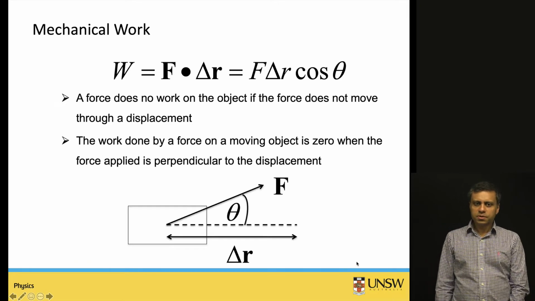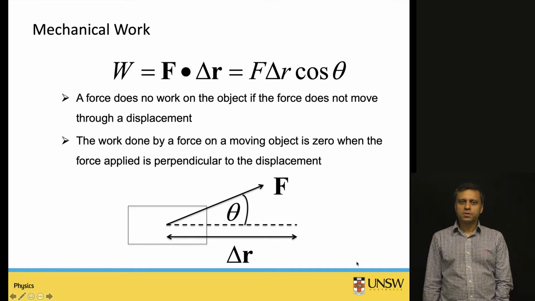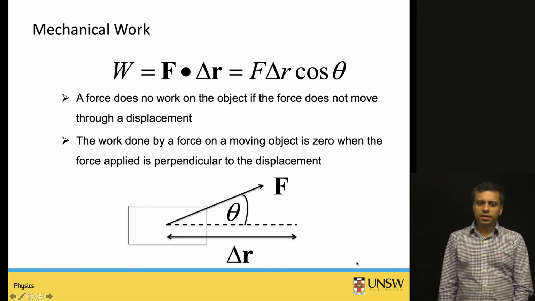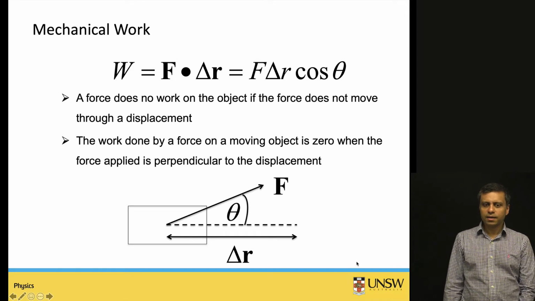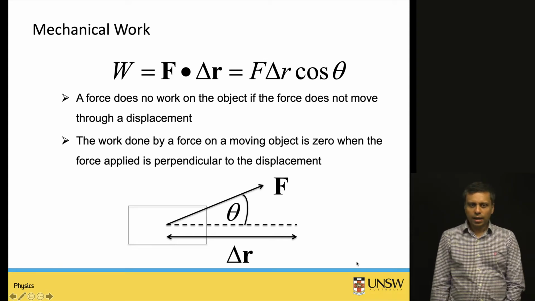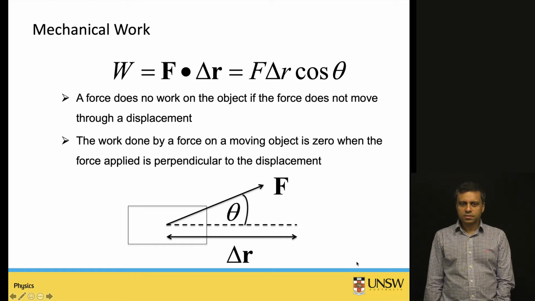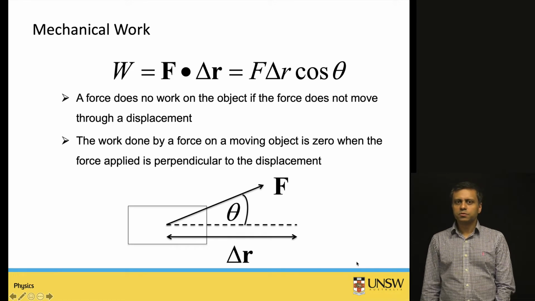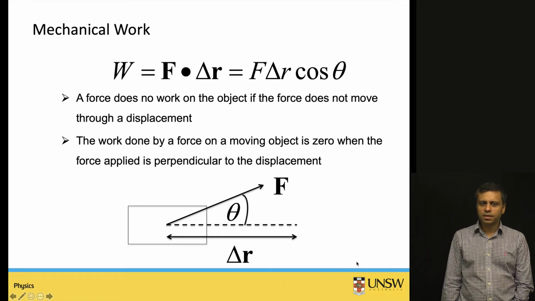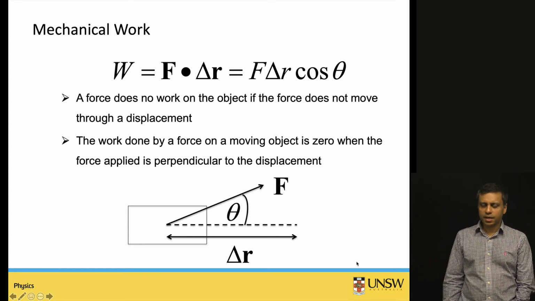So in physics, we define work as the dot product of the force and the displacement. For example, if you apply a force to an object and the object undergoes a displacement delta r, as shown in this figure, the work is given by the dot product, a scalar product of the force and the displacement. And remember from our discussion about vectors, if you take the dot product of two vectors, you get a scalar quantity. So work is a scalar quantity, and its unit is the same as that of the energy.